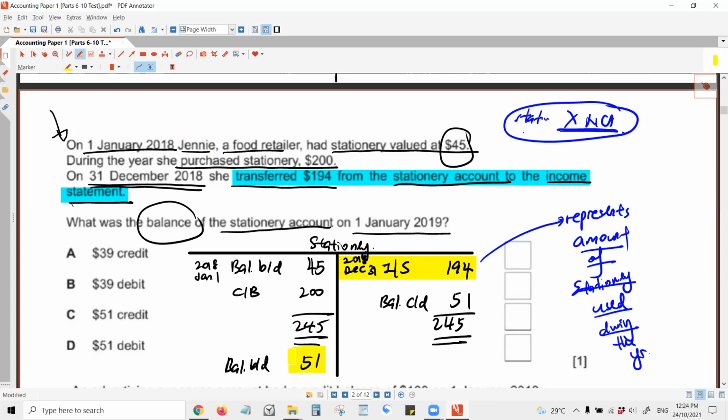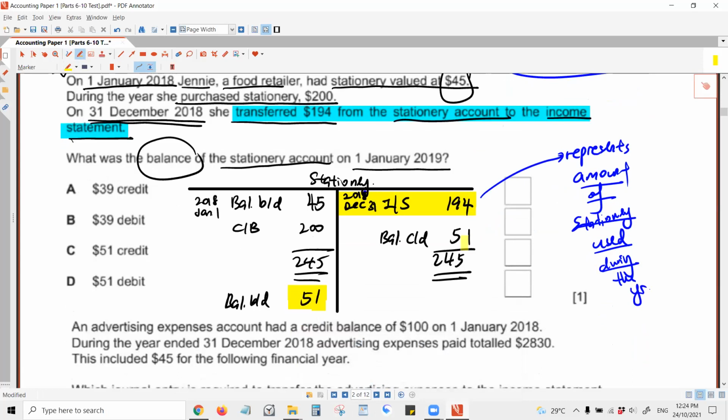The 51 here represents the leftover stationery in the business at the year end. And where will 51 appear? As a current asset. Okay, so this is something to take note. Many students do not know how to do a stationery account because it's something very rare in the exam. So make sure you know how to do this. After going through this question, you should be okay already.